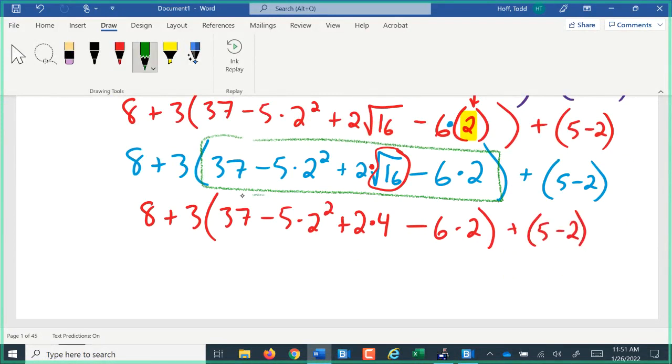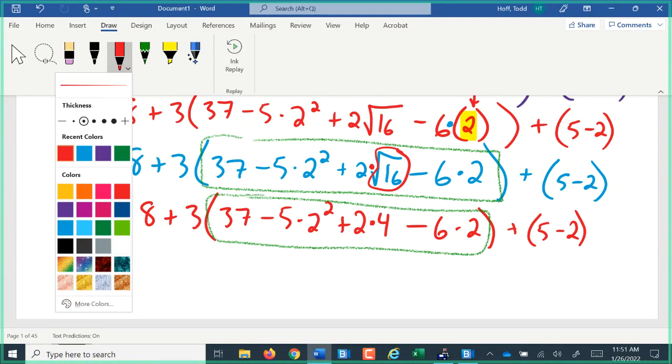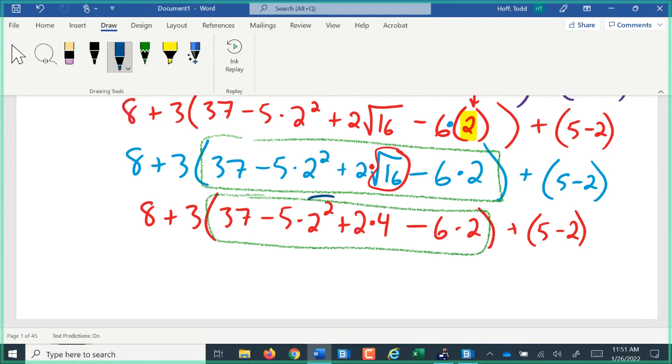Now we're still working inside that set of parentheses, inside the green box. Inside there, there's also more powers to do. 2 squared. Now, remember, I didn't go left to right. I could have, I maybe even should have done the 2 squared first. But as I mentioned before, order of operations, there's several ways to approach it.